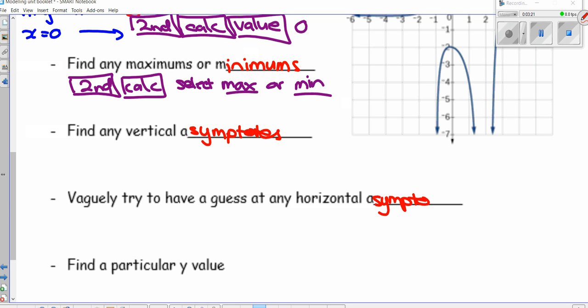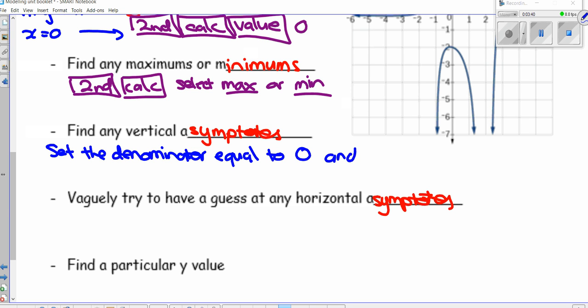To find any vertical asymptotes, you can trace the graph, or algebraically, if it's a rational or a reciprocal function, you can set the denominator equal to 0 and solve for x. So that's how you do it algebraically. If it's a logarithmic function, then it's going to have a vertical asymptote. If it's an exponential function, it'll just have a horizontal one.